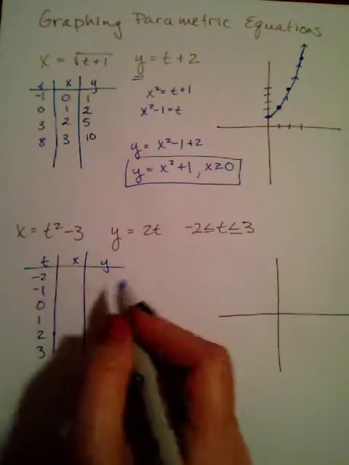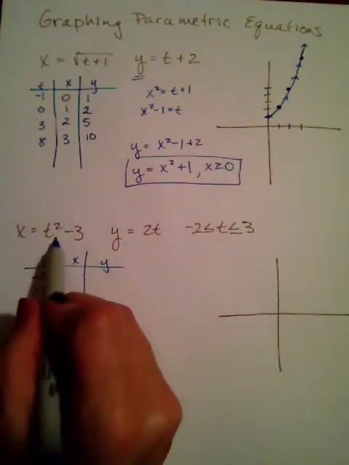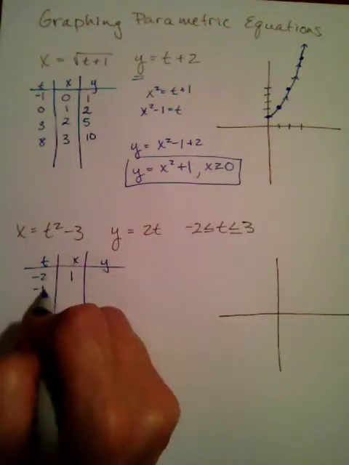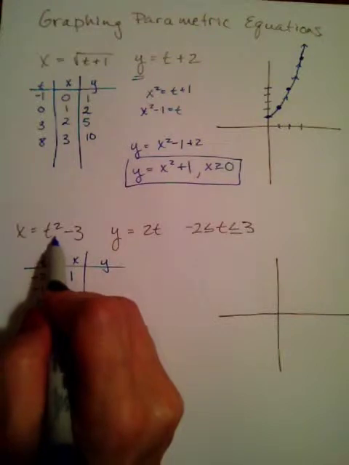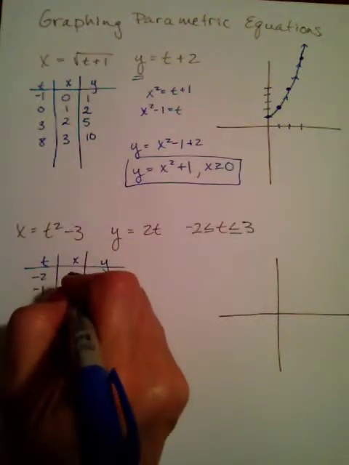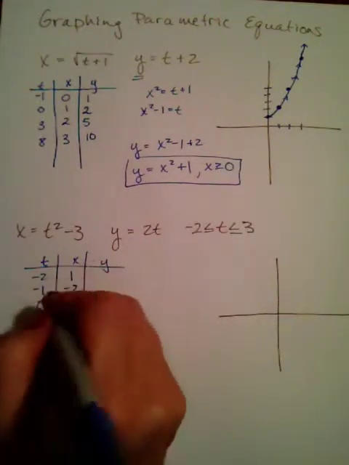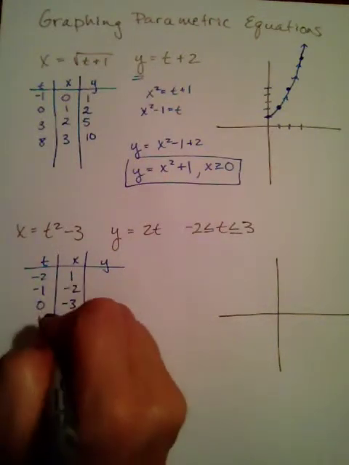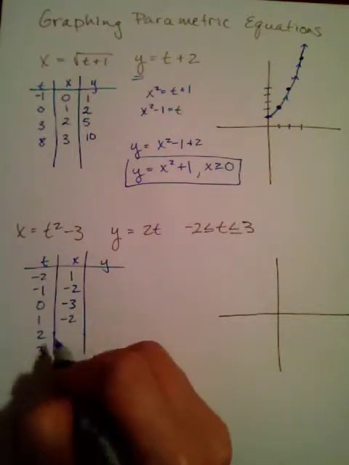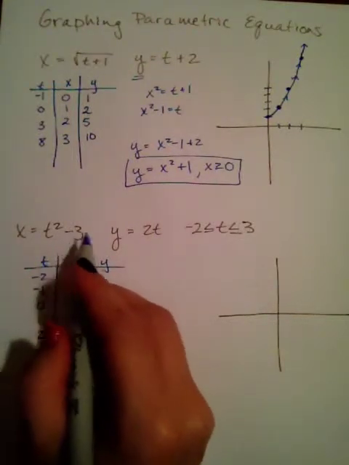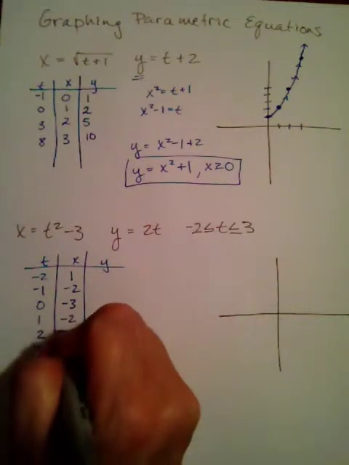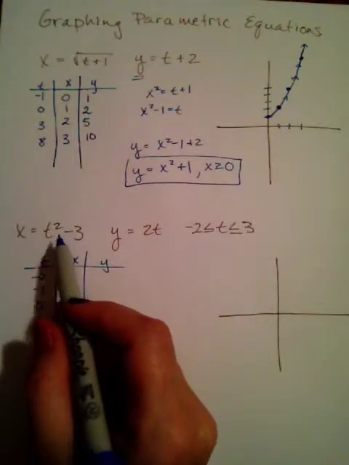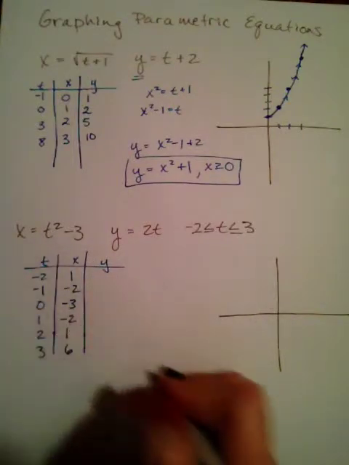And I may or may not do all of these values, but when t equals negative 2, you go up to your x equation. Negative 2 squared is 4, minus 3 is 1. When t equals negative 1, we have negative 1 squared is 1, minus 3 is negative 2. When t is 0, your x value is negative 3. When t is 1, you're at negative 2 again. When t equals 2, we have 2 squared is 4, minus 3 is 1. And then when t equals 3, we have 9 minus 3 is 6.